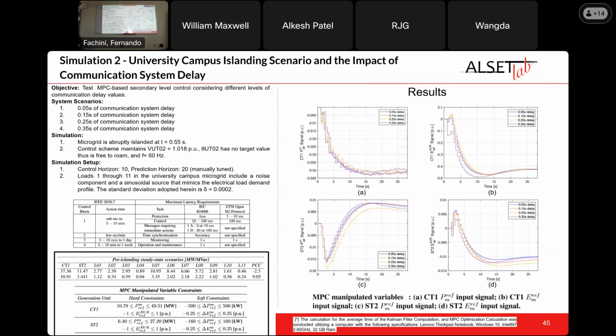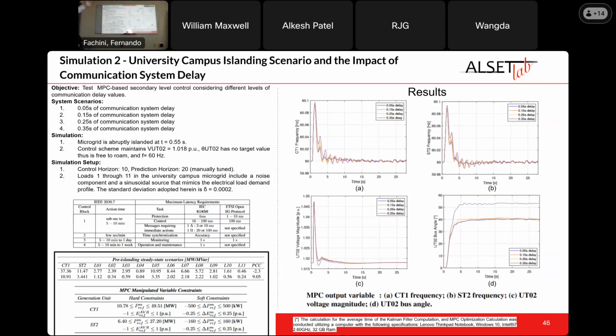And the plots display the results for the different delays, even for delays that are much above 250% more than the maximum latency required by the IEEE 2030. We can still see that the results point to the fact that the optimization can actually control the microgrid towards its references.